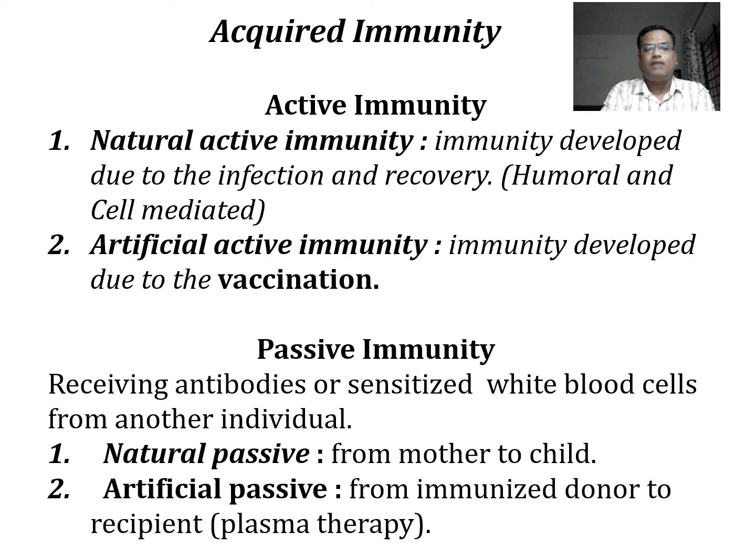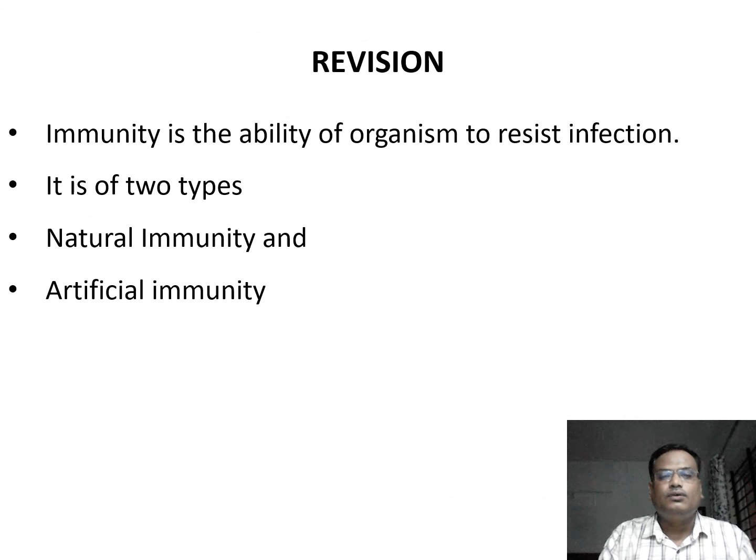After active immunity, there is something called passive immunity. I already mentioned natural passive immunity, where the embryo or the newborn baby gets ready-made antibodies directly from the mother. In another case, the person is given antibodies extracted from a recovered patient, which is called plasma therapy. So these are some of the basic concepts.